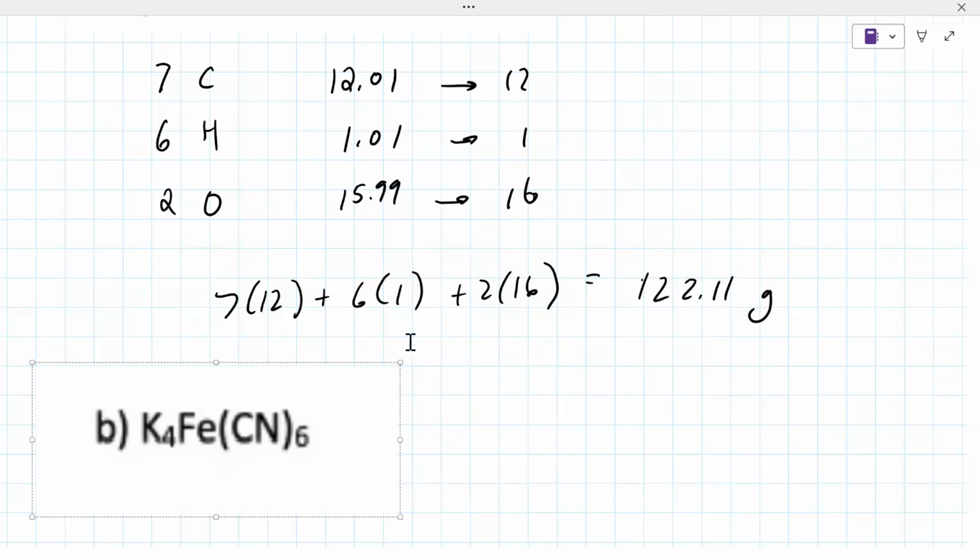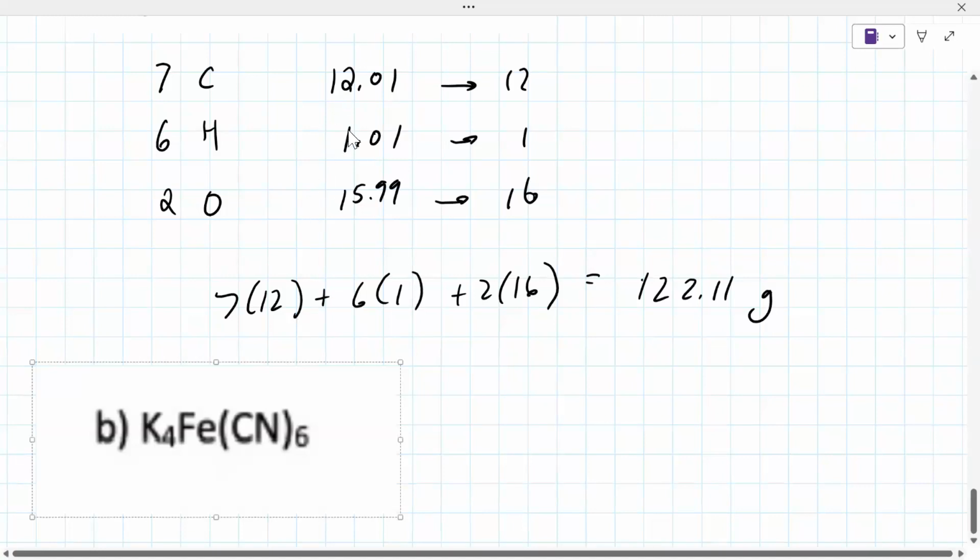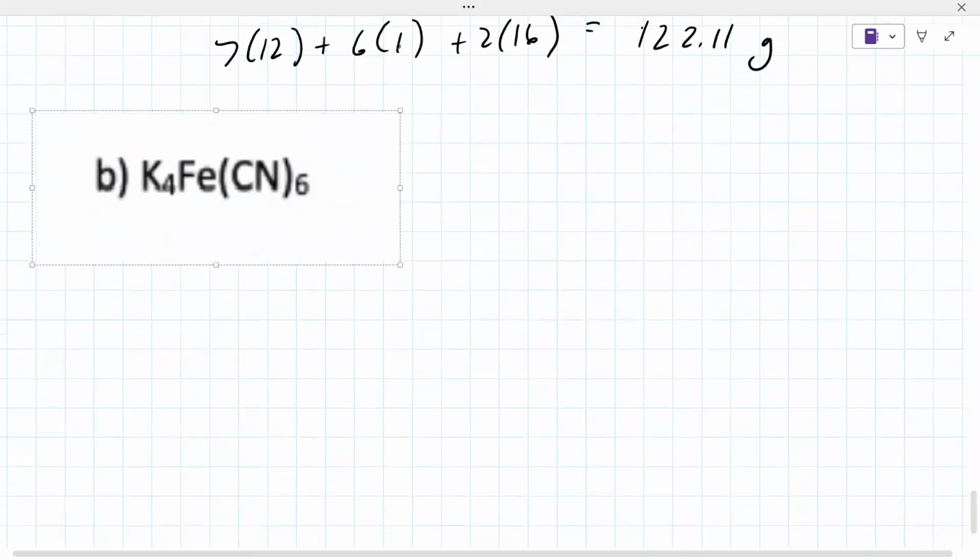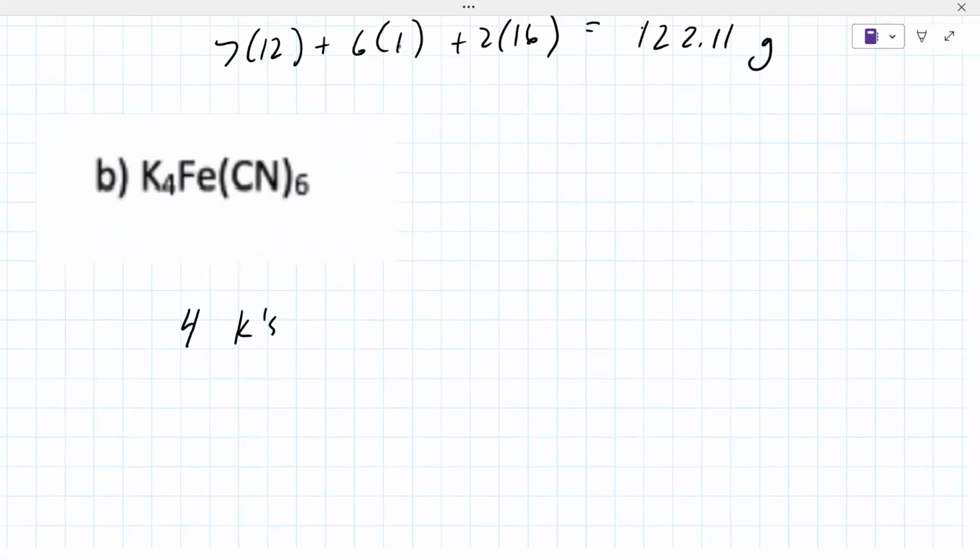Let me know when we move on to B. All right, I'm ready. So the same thing here. We're gonna make a little table. This is where I do agree. Let's make a table. There's four Ks, one Fe, one iron.